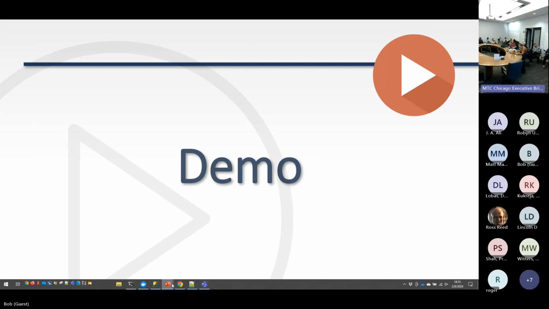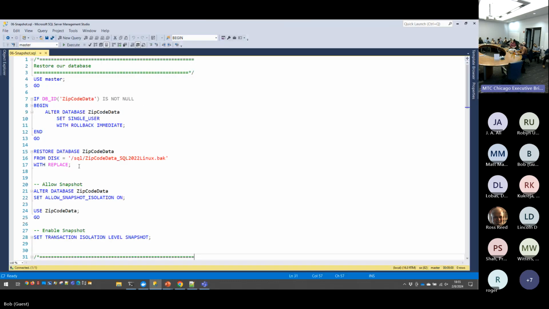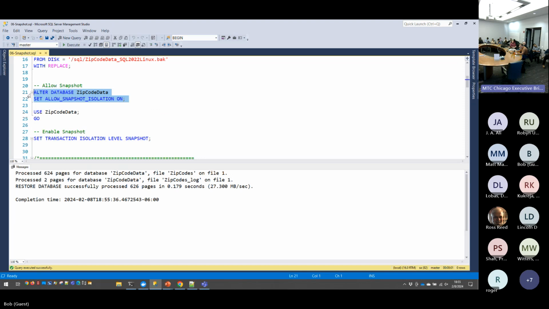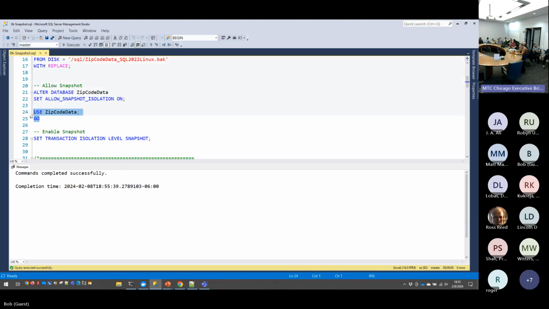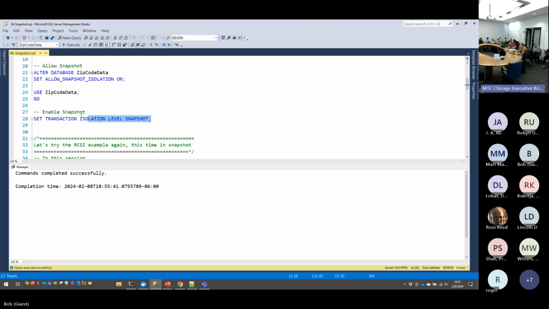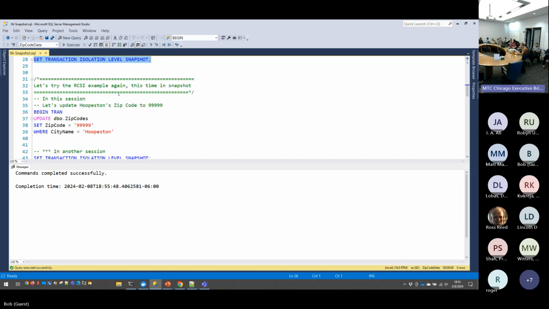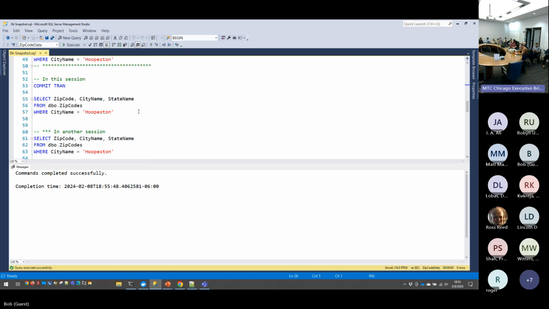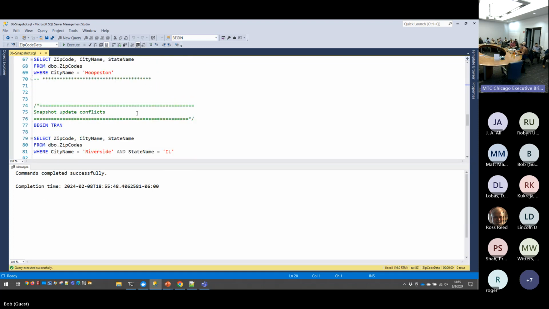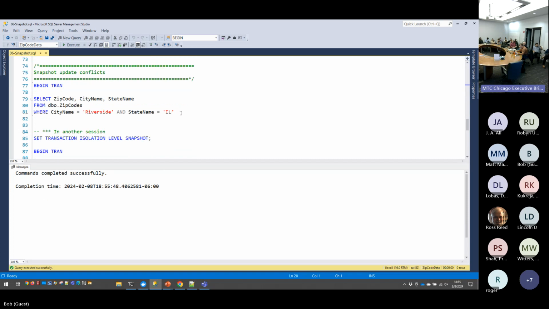So to show you that in a demo, we're going to go back here and restore one last time. I promise it's the last time seeing my cruddy demos here. We're going to allow snapshot isolation. Enable it on the master database. Oh, I just said it's a code data, so it's not going to affect it. We're going to enable snapshot isolation here, and in this session, I'm going to go down here to the update conflict and show you that instead.